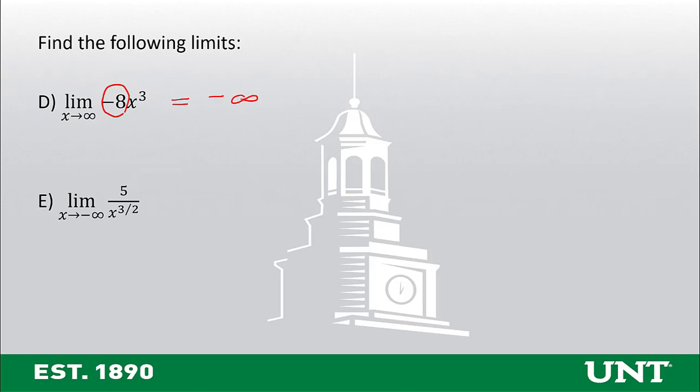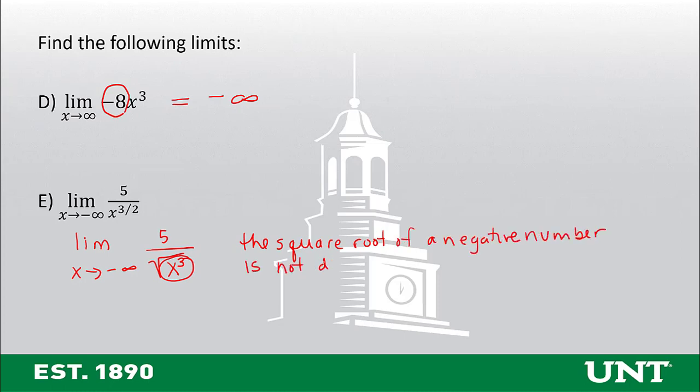E. Find the limit as x approaches negative infinity of the expression 5 divided by x raised to the power of 3 halves. Let's write x to the power of 3 halves as the square root of x cubed. Notice that x cubed is under the square root. Now let's think about that. As x approaches negative infinity and we cube it, that will be negative. However, we're taking the square root, and we cannot take the square root of a negative number. Therefore, the limit does not exist.